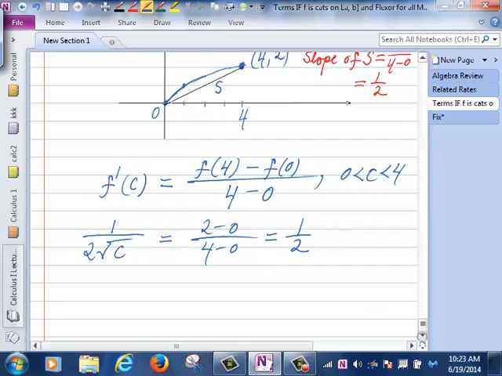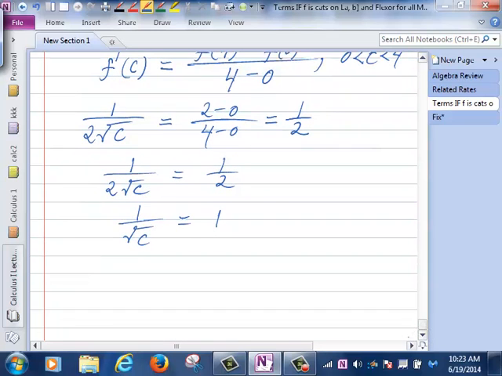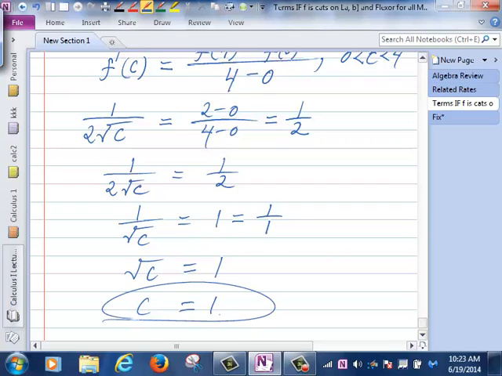And how do we solve for c then? I get 1 over 2 root of c is half. Multiply both sides by 2, you get 1 over root of c to be 1. And is it clear that c has to be 1? Or you can take the reciprocal, right? This is like having 1 over 1. So if I take the reciprocal on both sides, I get root of c to be 1. And then if I square both sides, I get 1 still, right? So c has to be 1.